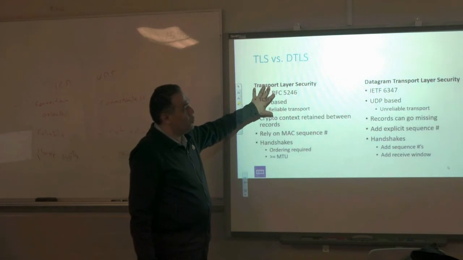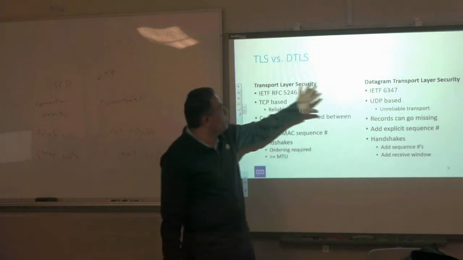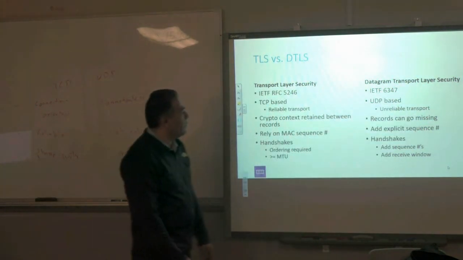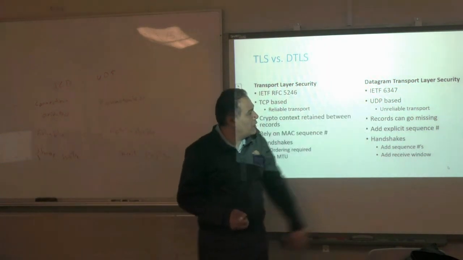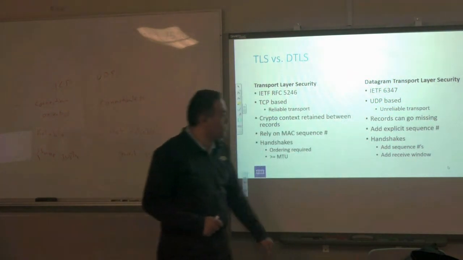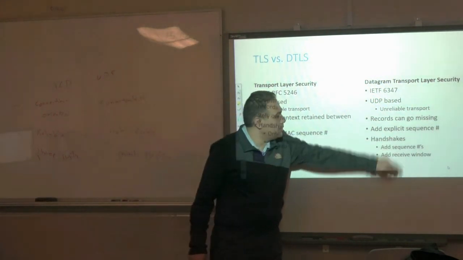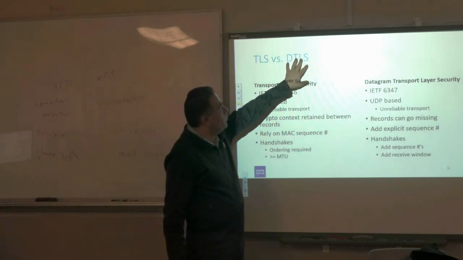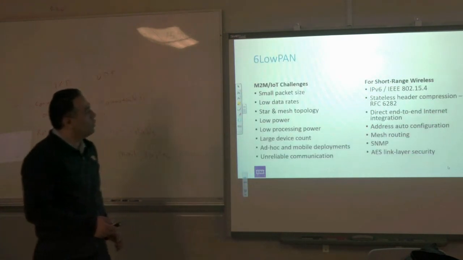The same thing applies here. Transport layer security is more secure, but it's so sluggish, slow. In IoT, we sacrifice security for speed. We use datagram transport. So this is TCP-based, but in IoT it's UDP-based, which is unreliable transport. This relies on the MAC sequence, and this adds an explicit sequence to the data. Anyways, DTLS is less secure, but it's faster. That's why we use it in IoT. We'll talk about it later.